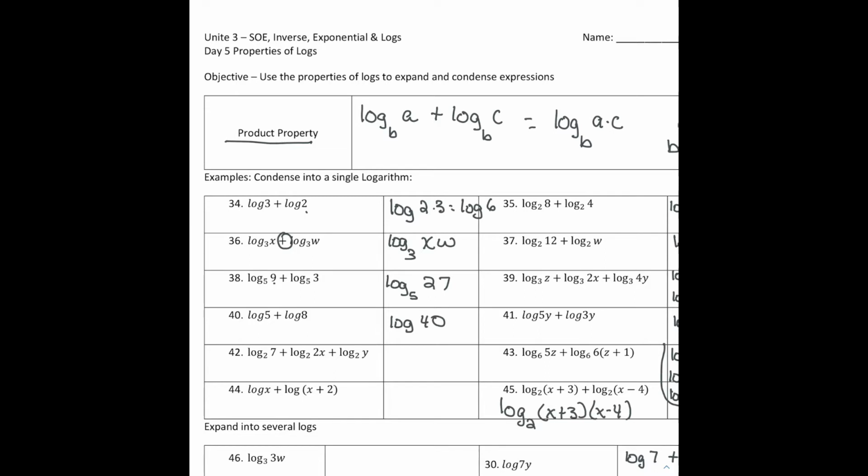Now this looks a little bit more confusing, but it's not, because we're still adding each of these, which means we're going to multiply each of the arguments. So this will be log base 2, and then we're going to multiply 7 times 2x. That gives us 14x, times y gives us 14xy. And 44 would be the same thing. We'll have log, common log, because it doesn't have a base, it understood base of 10, of x times x plus 2.